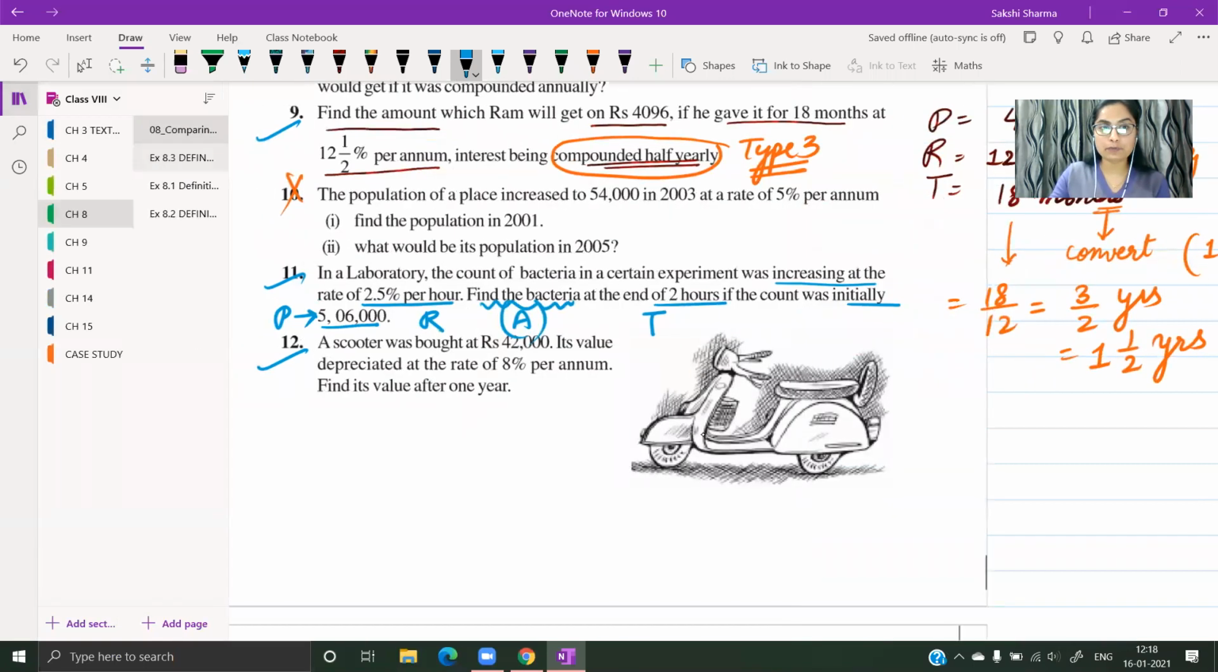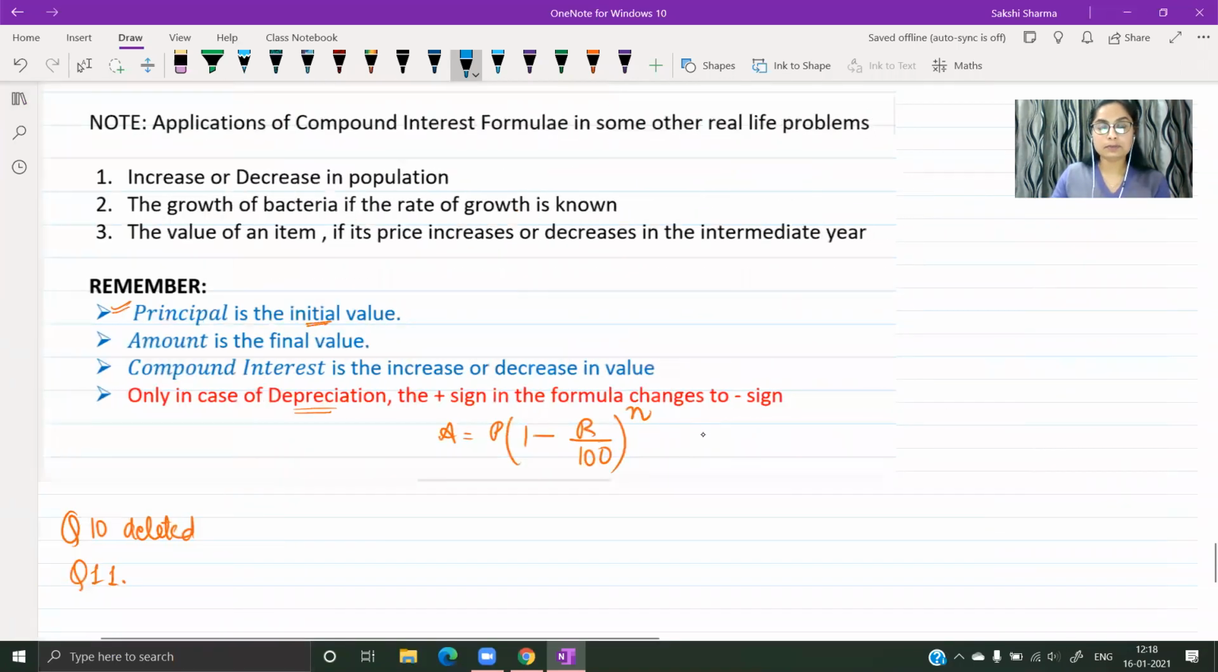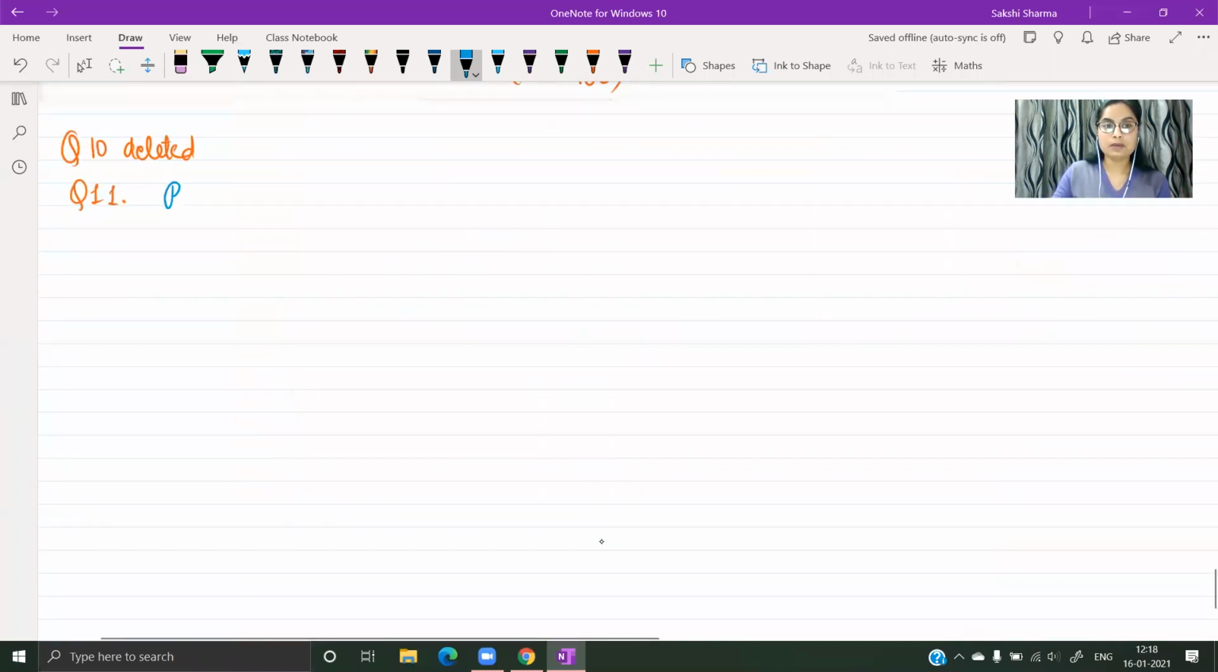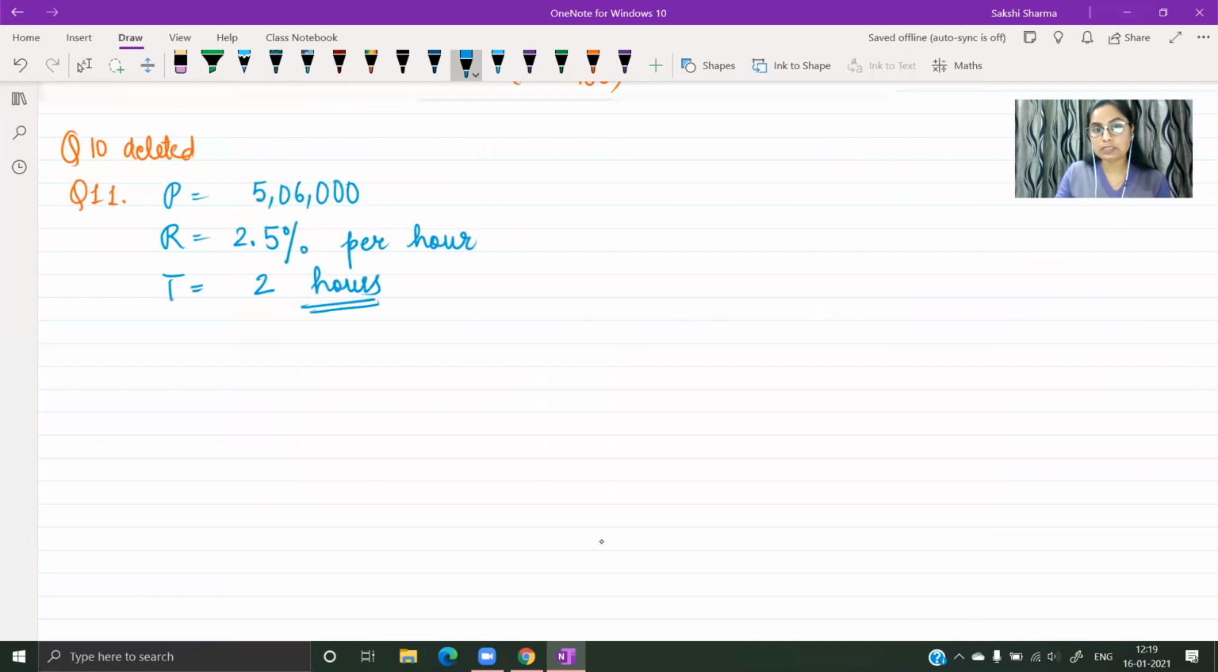Simple application of the formula. Principal, this is not money, this is number, so no units. Rate of increase is 2.5% per hour. Now the rate is given hourly, so the time period should also be in hours. So this is hours and hour, these are okay. We want to find out the final count of bacteria. This is the initial count of bacteria.